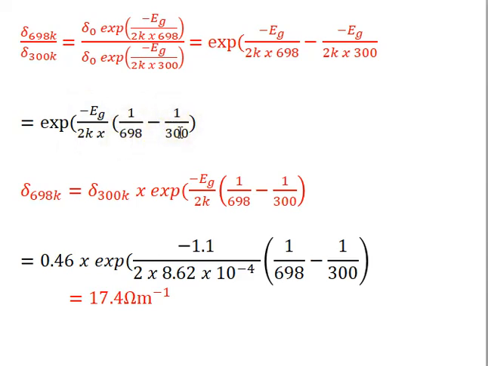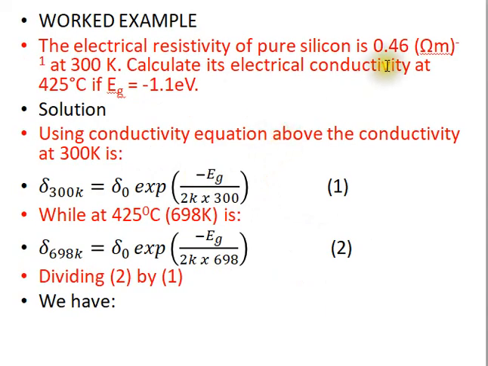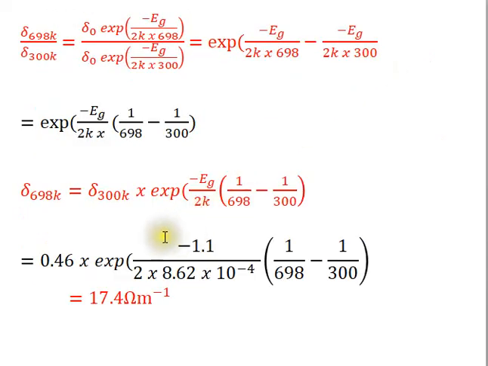And if I cross multiply from here, I will say sigma 698 is equal to sigma 300 times this much. And I am already given the value of this sigma 300 from the question, which is 0.46. So I'll now substitute it here: 0.46 times exponential of everything here. My Eg is given by 1.1, and my 2k, 2 is constant, k is given by 8.62 times 10 raised to the power minus 5. So if you evaluate everything here, you end up getting 17.4 per ohm meter as your conductivity.